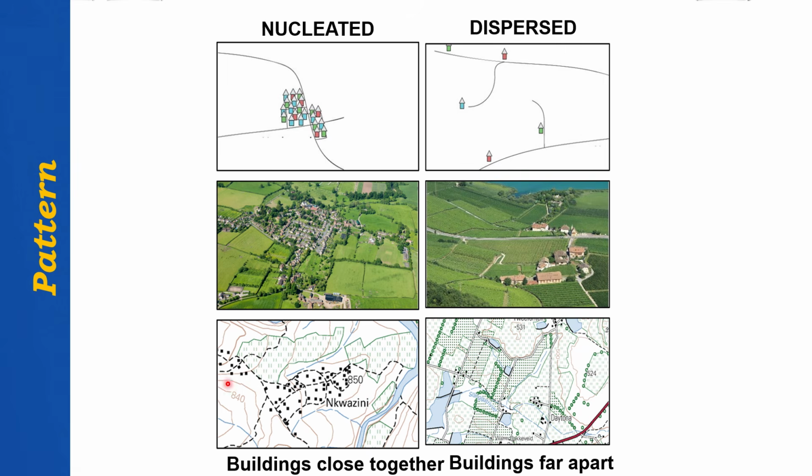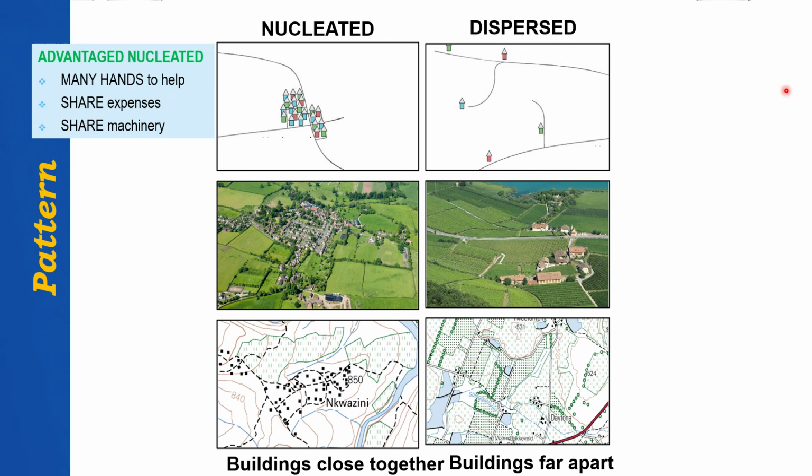This topographical map here is showing a nucleated settlement. These black dots are representing my settlements, right? My buildings are there. They are close together on this side, which means they are nucleated, okay? But being nucleated has advantages, right?